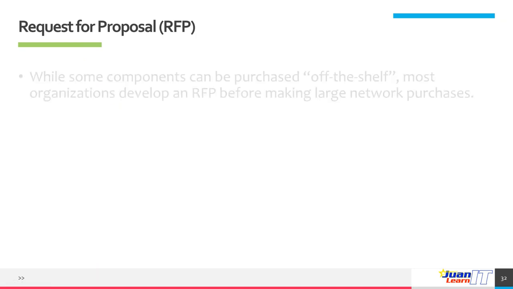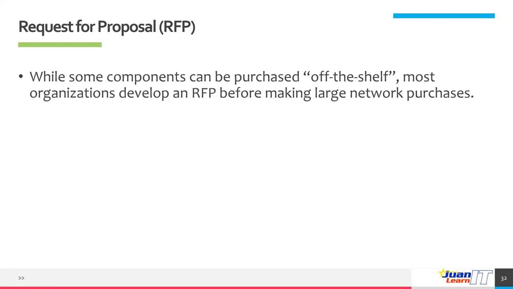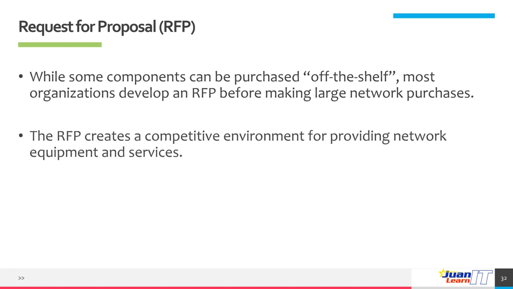Okay. So next under the cost assessment is the request for proposal. Okay. So although some network components can be purchased off the shelf, okay? So most organizations develop a request for proposal making large network purchases. Okay? Now, RFPs or request for proposal specifies what equipment, software and services are designed or desired and ask vendors to provide their best prices.